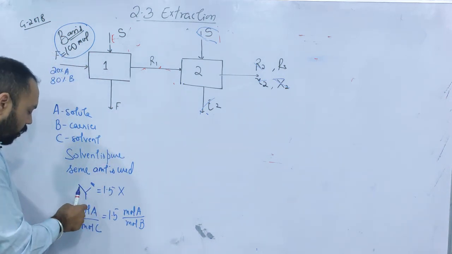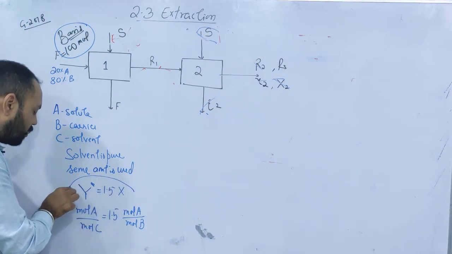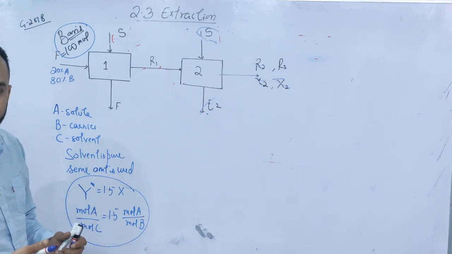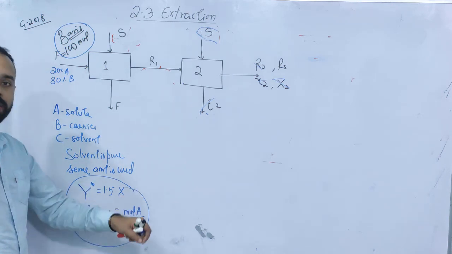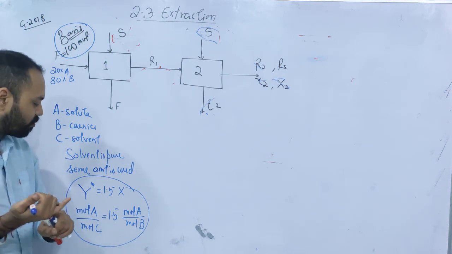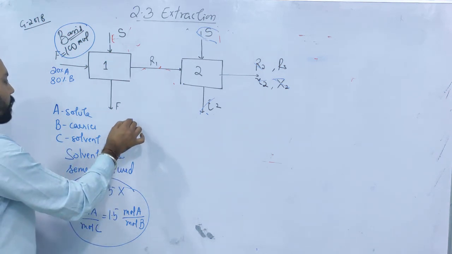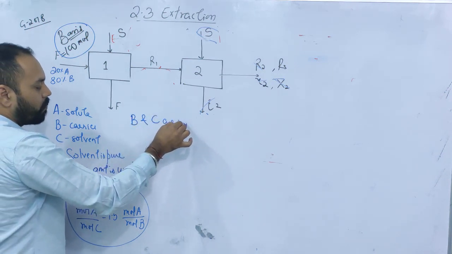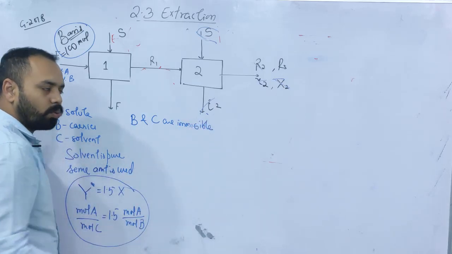Now also, it is a ratio, it's not a fraction, the equilibrium relation. This is very, very important because this is going to tell you how to solve the problem in terms of ratios or in terms of fractions, in terms of mole or in terms of mass. So this problem will be solved in terms of mole, that is the first point, and second point, in terms of ratios. It is also given that B and C are immiscible, meaning carrier and solvent are not miscible with each other. What does it mean?